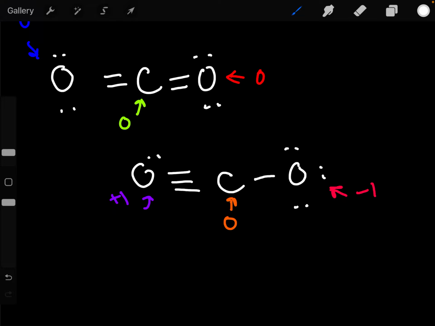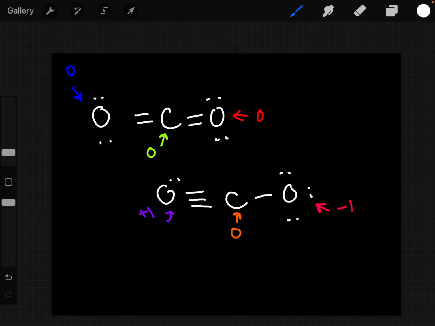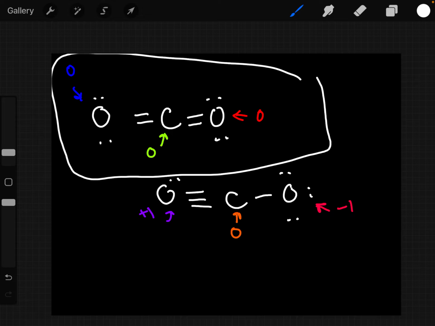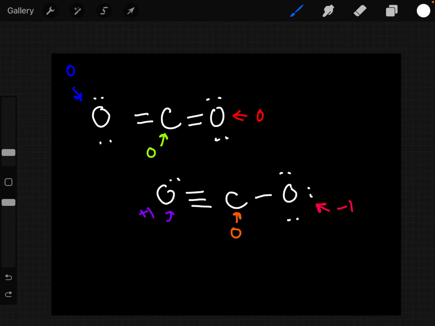But as we said, nature likes to minimize formal charge, which means that the molecule with the least amount of formal charge is the most stable. So it would be this one, because none of the atoms in that one have a formal charge, versus this one, which has 2 formal charges. So y'all know that this is the one that's more likely to be found in nature and is more stable.